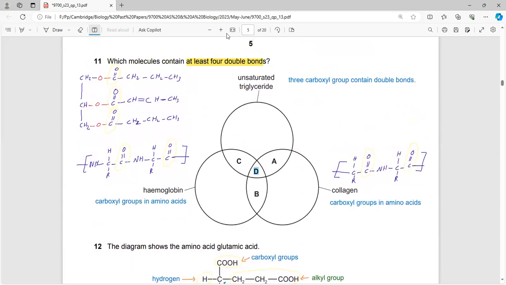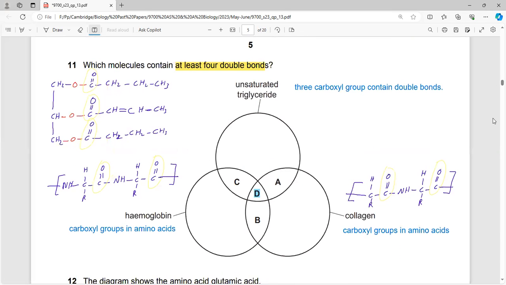We're going to proceed to question number 11. Which molecule contains at least 4 double bonds? First we have an unsaturated triglyceride. This unsaturated triglyceride has 3 carboxyl groups present. We studied that 3 fatty acids combine with a glycerol, making 3 ester linkages. So there are 3 carboxyl groups present, and if it is unsaturated, then obviously at least 1 fatty acid chain contains a double bond. That's why at least 4 double bonds are present in that.